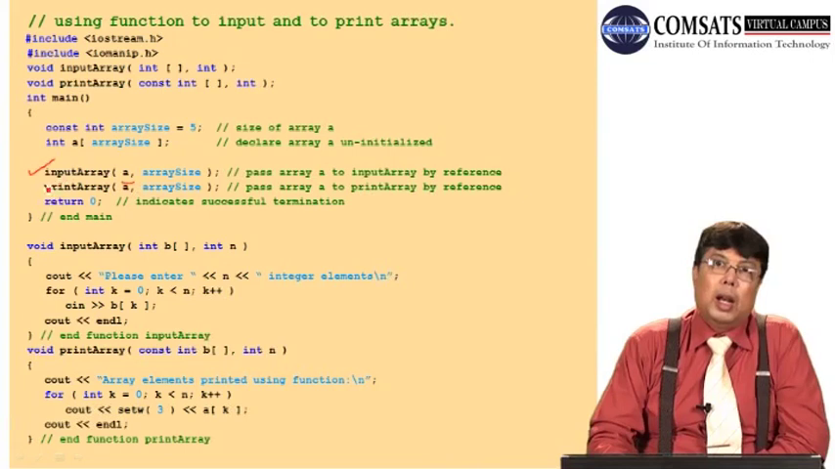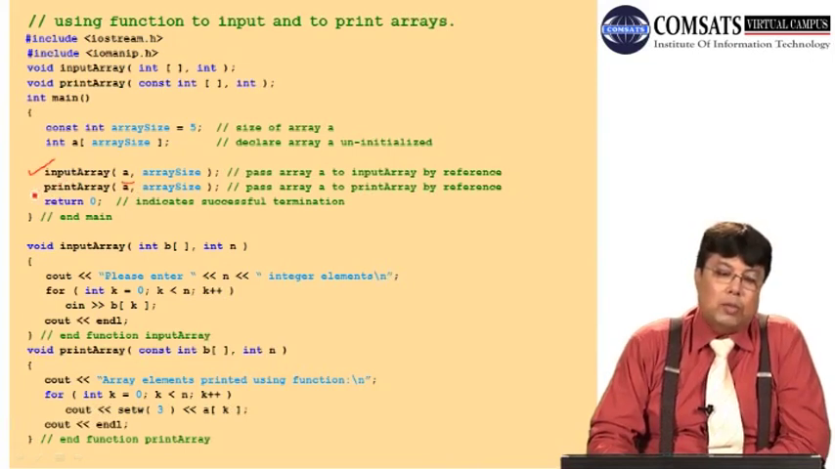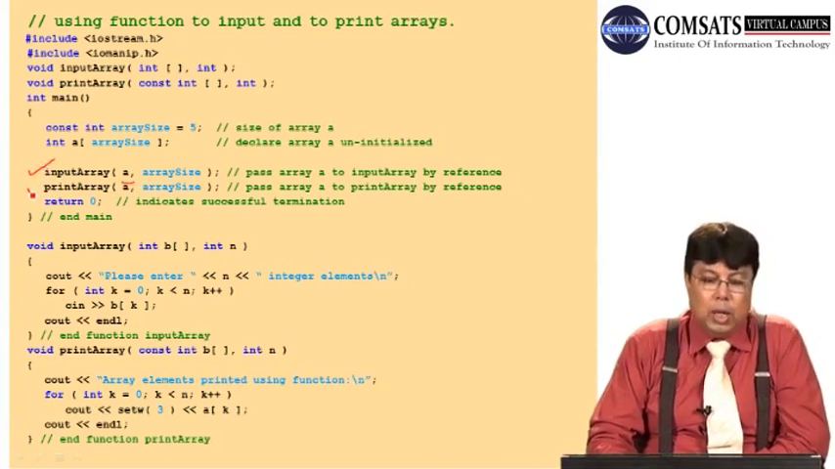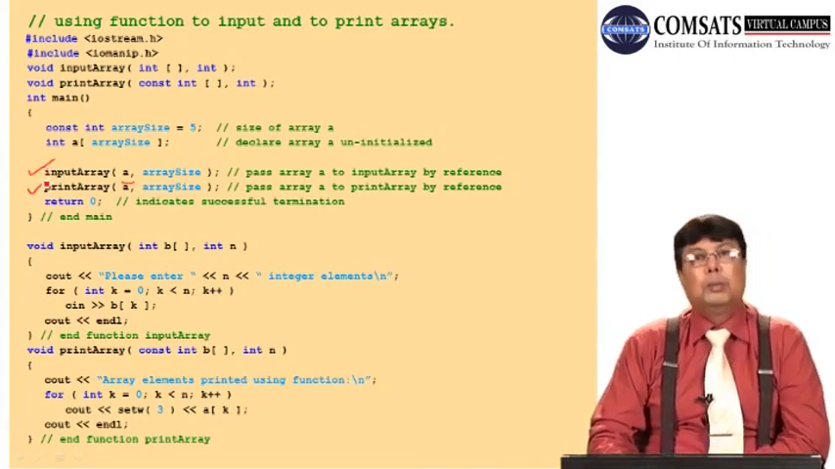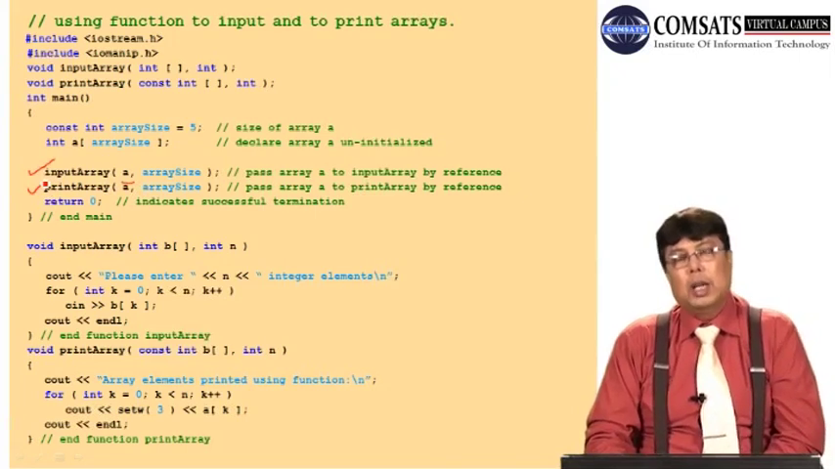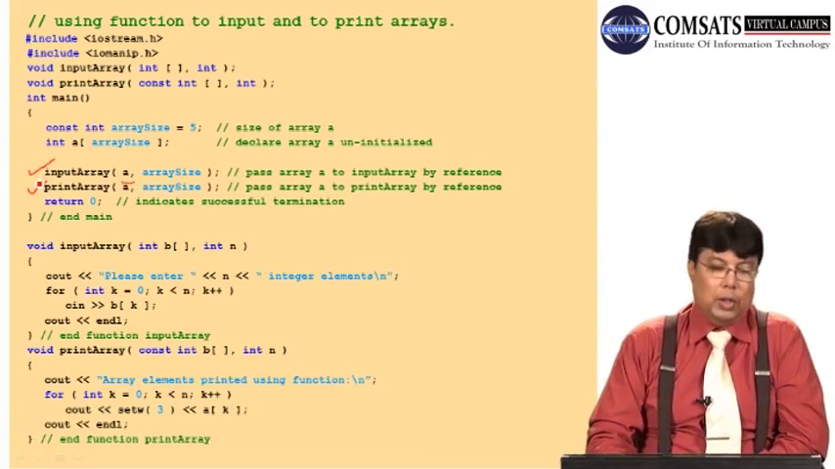Now in main we are not doing anything else. In main we have just called the services of two functions. One function will provide us the input, and the second function will provide us the printing facility. One function is doing the input, and the other function is doing the output.